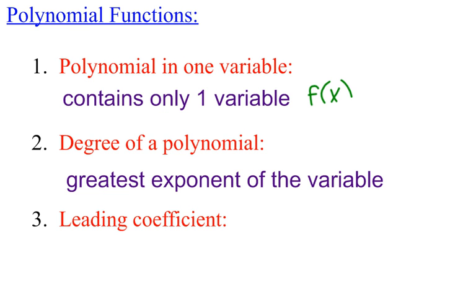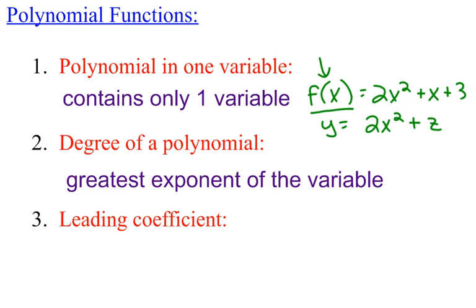The f of x part of the equation doesn't count as a different variable. They're saying after the equal sign, when I start writing something out, I can't have two different variables here. If they wrote something like 2x squared plus z, I now have two variables, so then it would no longer be a polynomial in one variable.